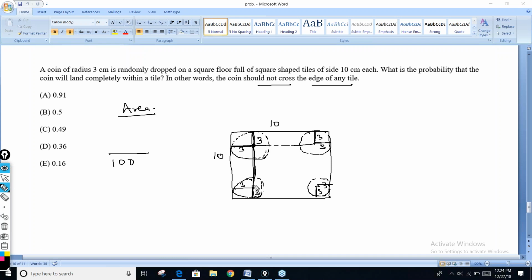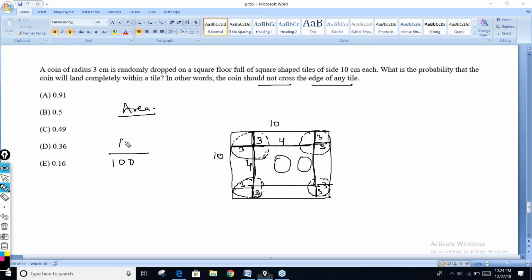If the center is lying at any of this given area, it cannot touch the edge. So that is my favorable area. So out of 10, we need to leave 3 here and 3 here. So 6 we left. So 4 is my favorable side. And similarly 3 left this side and 3 left this side. So 4 is left out. And this is the favorable area. If the coin lands in any of this area, it cannot go beyond the required area.